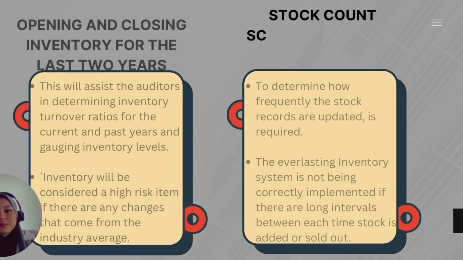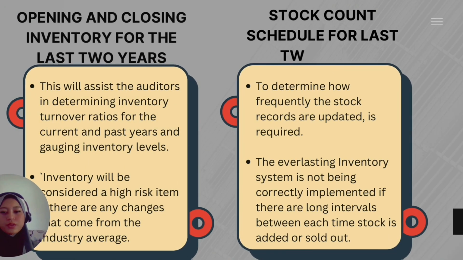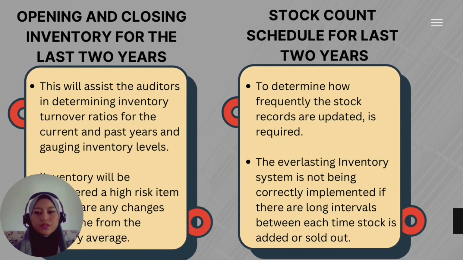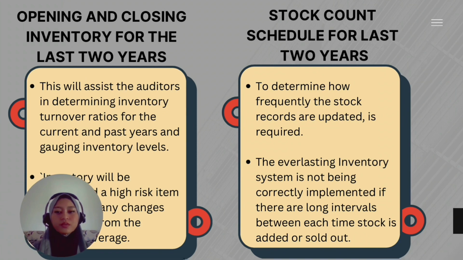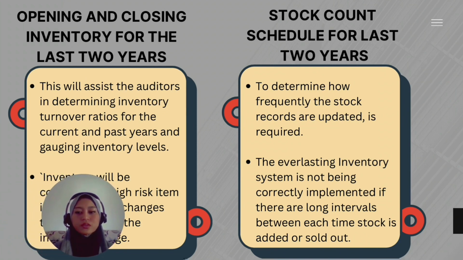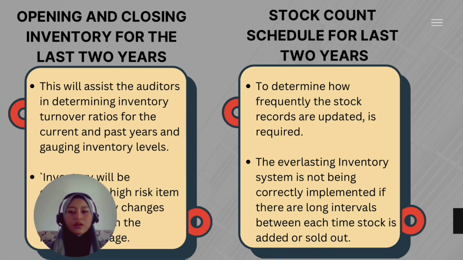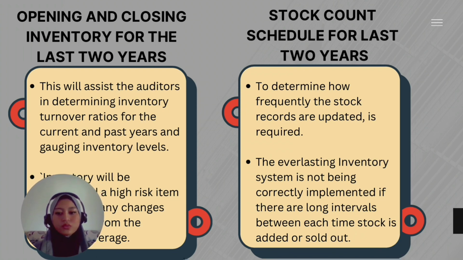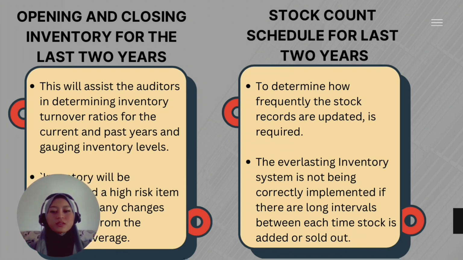The second piece of information required in order to perform analytical procedures during the planning of the audit is the stock count schedule for the last 2 years. It is necessary to decide how frequently the stock records are updated. If there are large gaps between each time stock is added or sold out, the perpetual inventory system is not being properly applied.